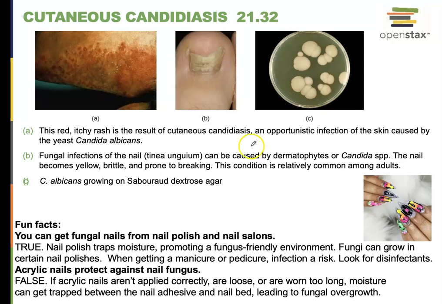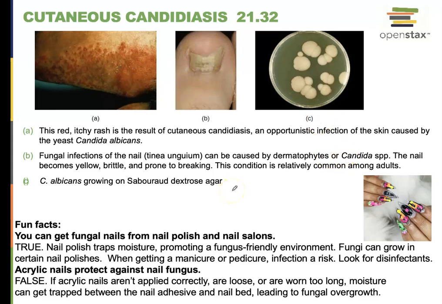All right, so these are other places where you can get these Candida infections. This is going to be a rash on the skin. This is going to be an image of a nail. It's called Tinea unguium, which is a fun word to say. And they can be caused by other dermatophytes or Candida. So both of these, obviously.